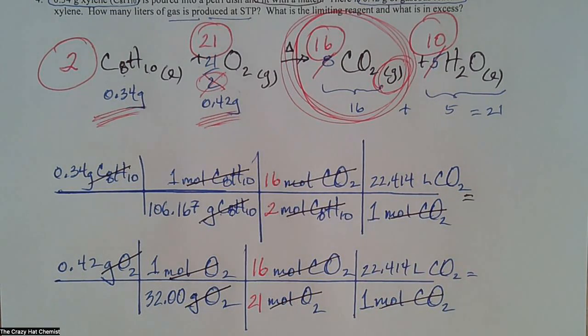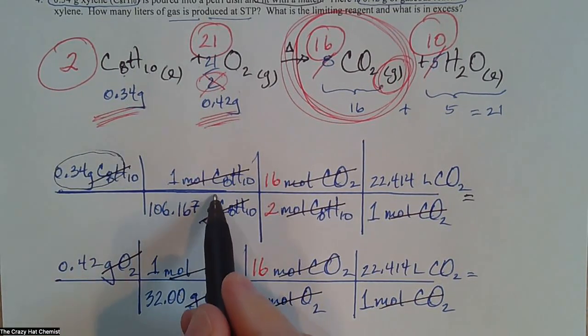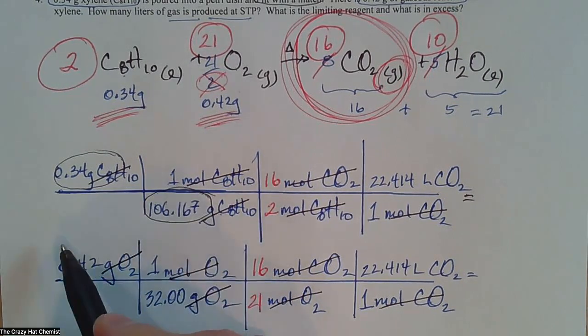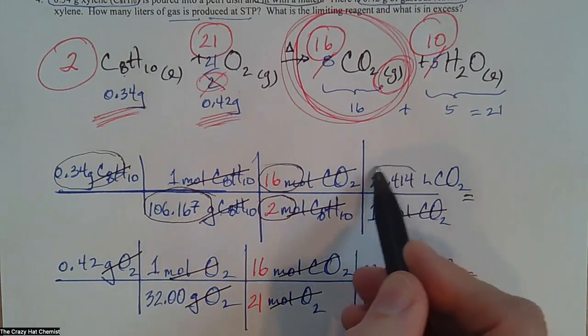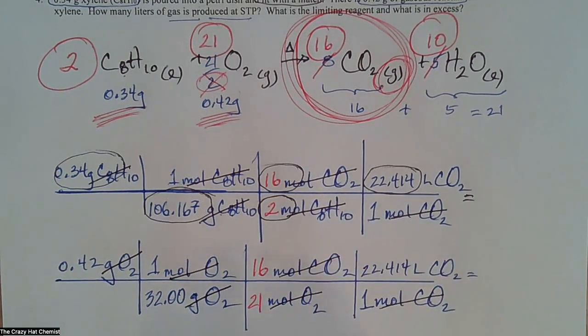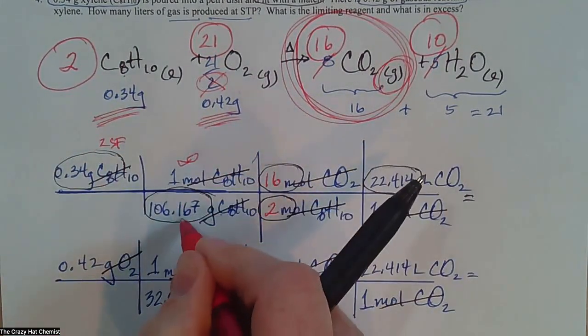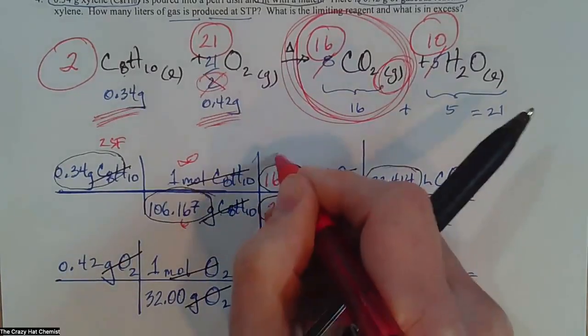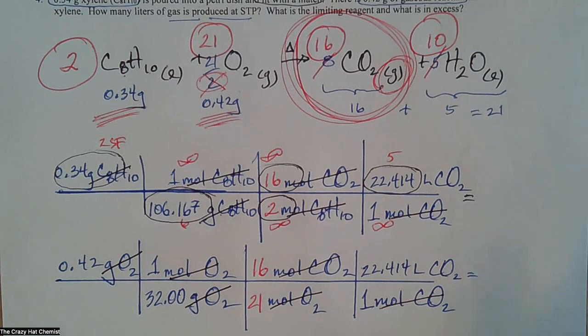Awesome. All right, so now what we're going to do is we're going to pull out our calculator, and we're going to take 0.34 divided by 106.167 times 16 divided by 2 times 22.414. And I'm going to round this to the fewest number of significant figures. 2 significant figures, infinite, 6, infinite, infinite, 5, and infinite. So the fewest number of significant figures is 2 significant figures.